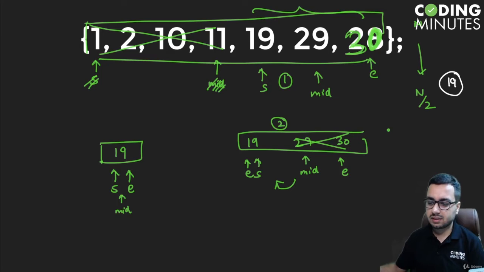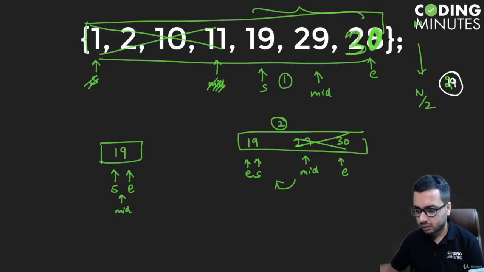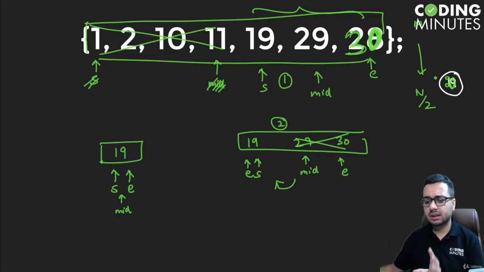But suppose instead of 19 we were looking for 20. Till now the first step would be the same. Midpoint is 11, go to the right, we will get this array. In the second step, midpoint is 29, it will say go to the left, and we will again get 19. At this point we are looking for 20, but the midpoint is 19. So that means it must come to the right of this particular element.